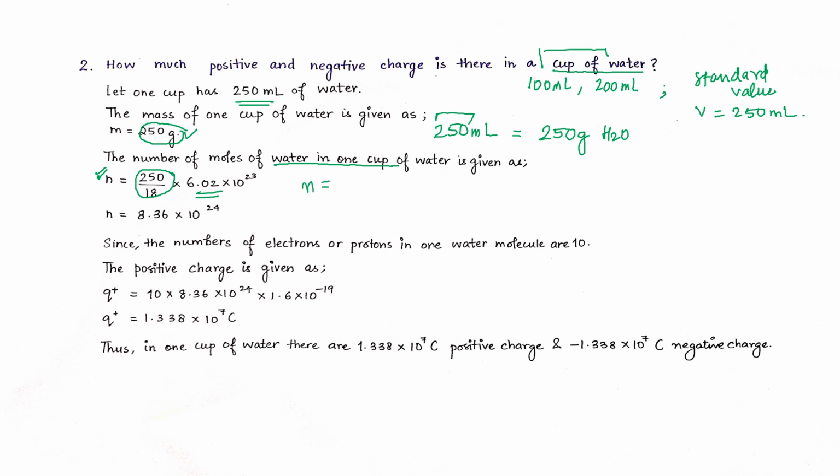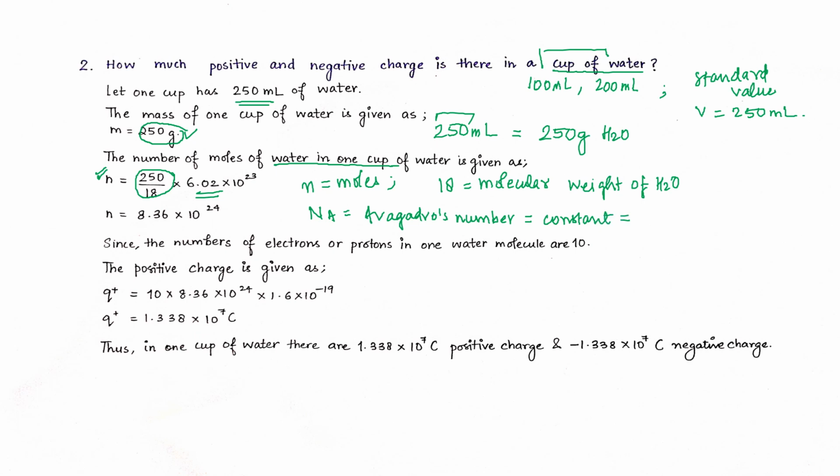So N denotes moles, and 18 is the molecular weight of water. Okay, and this is Na, which stands for Avogadro's number, which is a constant. And this constant is equal to 6.022 into 10 to the power 23. Mention here, the 23 is a positive power.